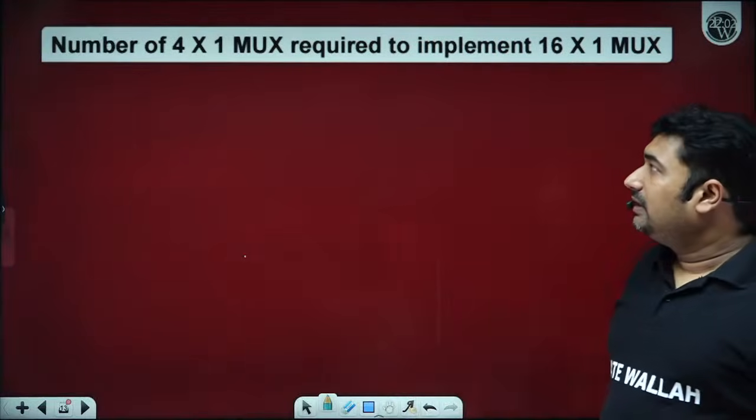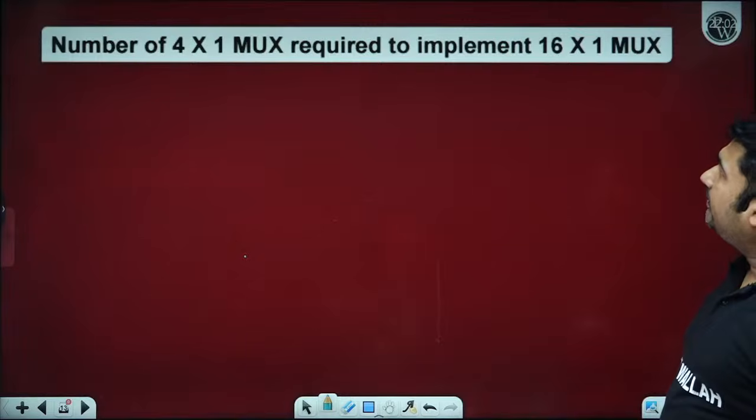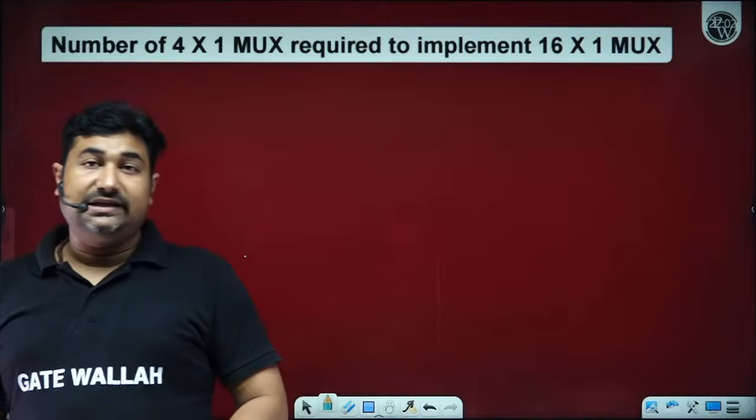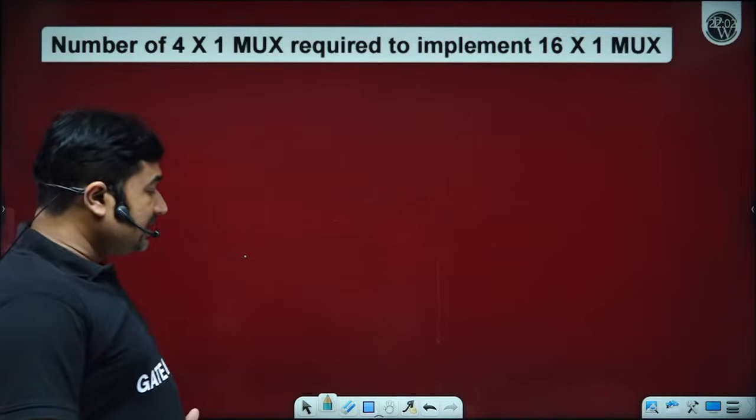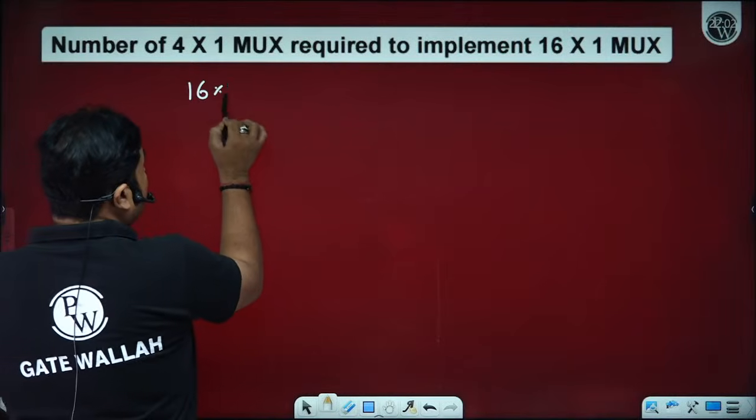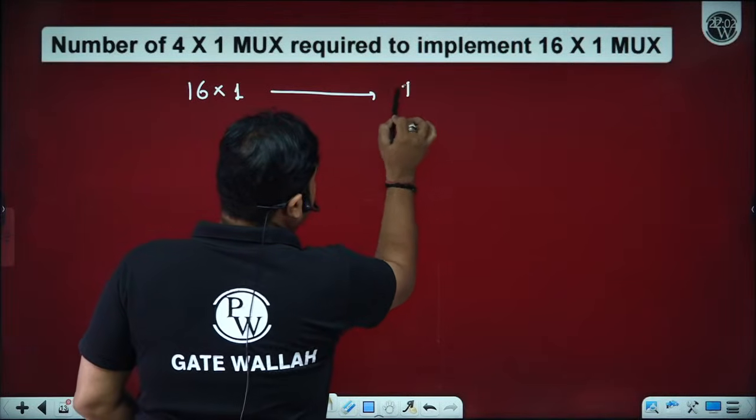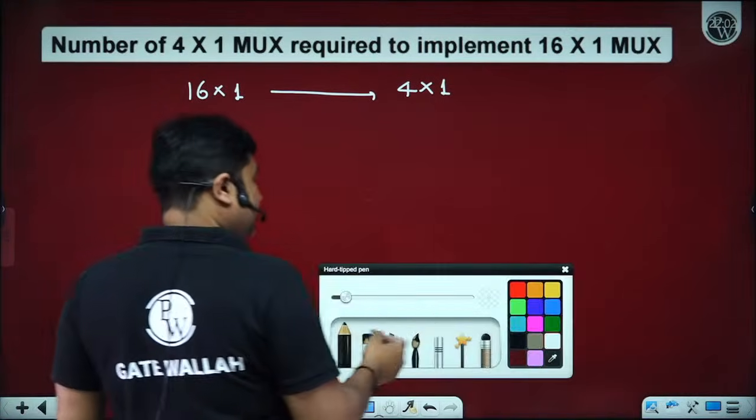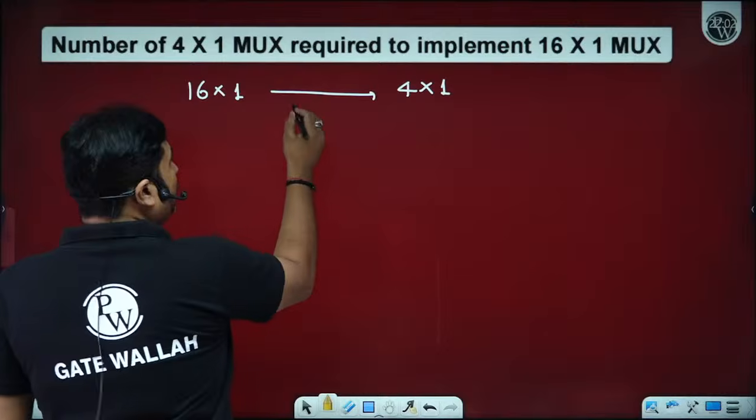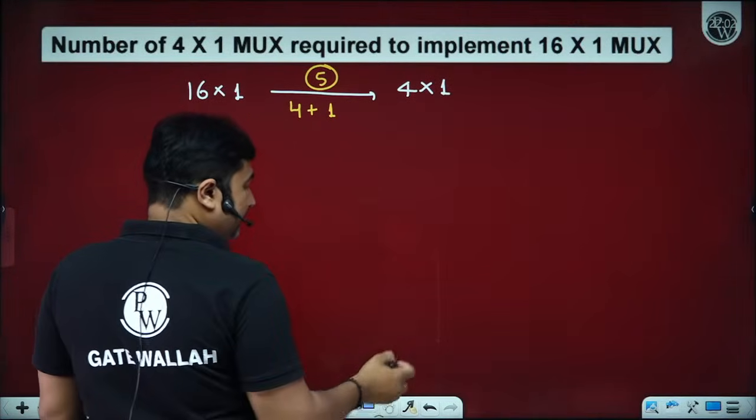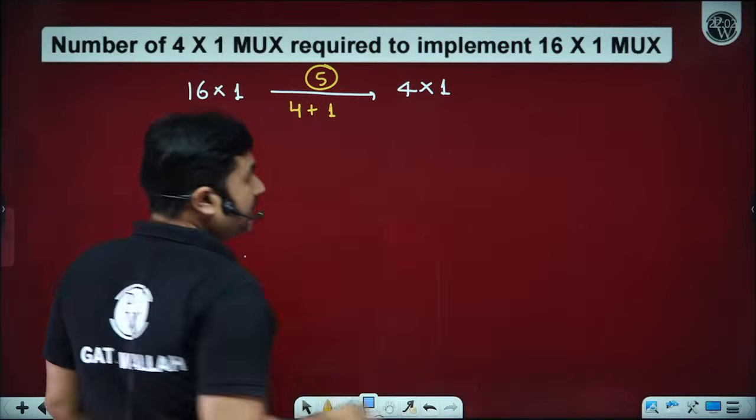Please observe. Can you please tell me how many 4 cross 1 size multiplexers are needed in order to implement a 16 cross 1 multiplexer? Sir, we want to implement 16 cross 1 and the available size is 4 cross 1. We know about the implementation, sir. This is going to be 4 times plus 1 time. So in total we need 5. And we also know how it is going to be constructed.